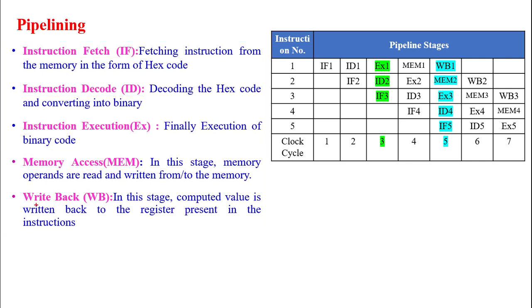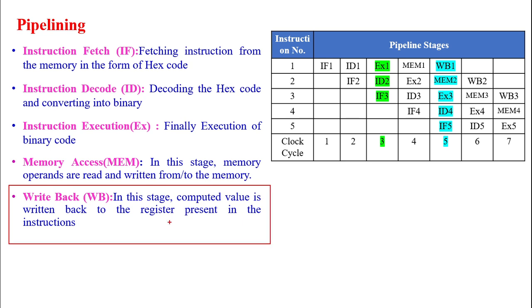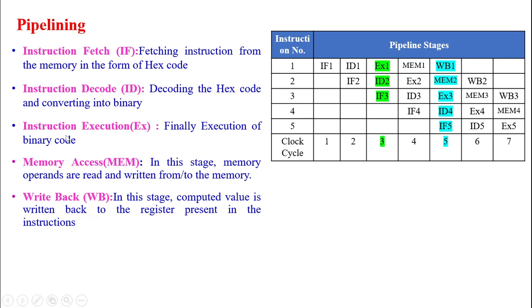The last one is called write back. Write back means in this stage, the computed value after executing the instruction, the processor will write back to the register. Data will be returned back to the register which is present in the instruction. This process is called write back. Okay, so I hope this is clear to all. Pipelining, at least 3 stages will be there. One is instruction fetch, decode, execution, memory, and write back.